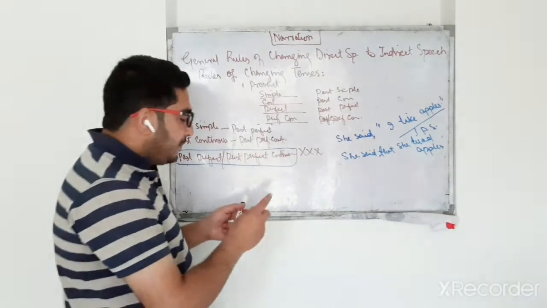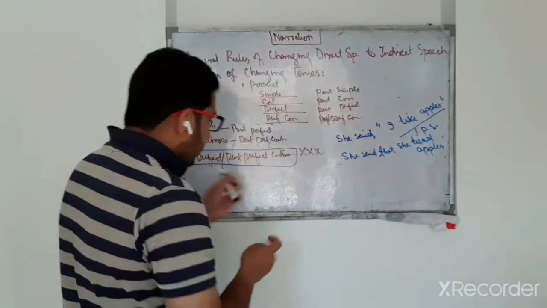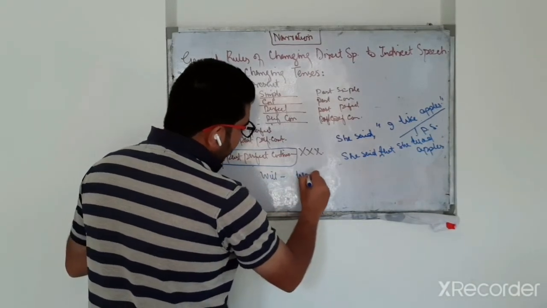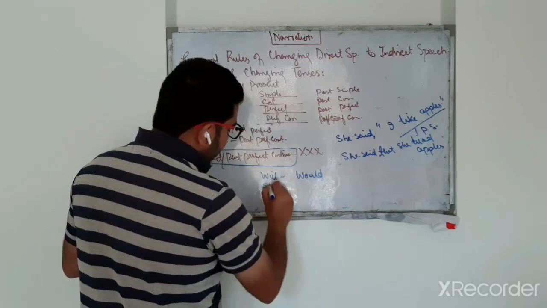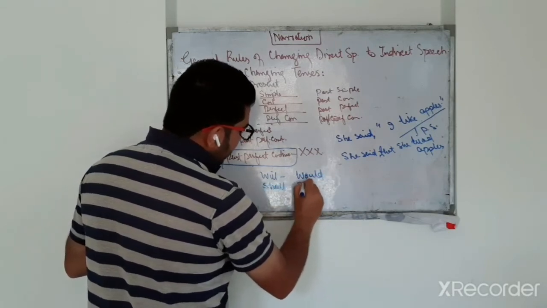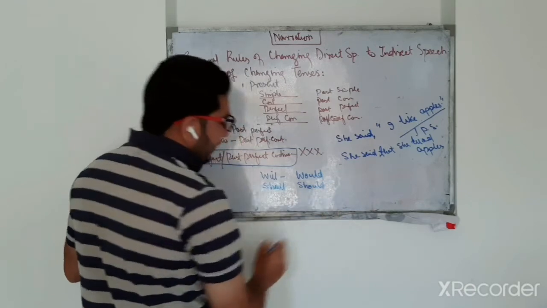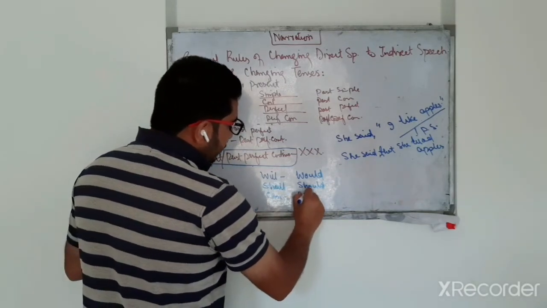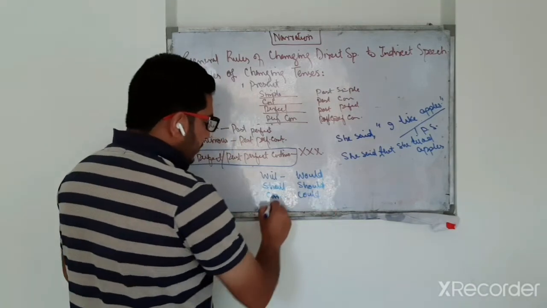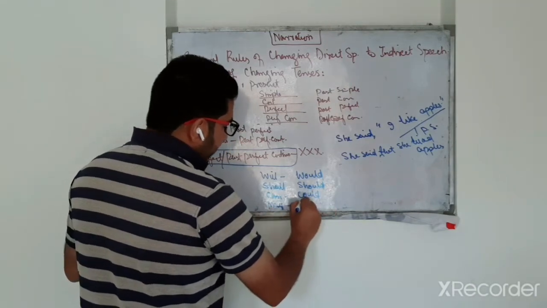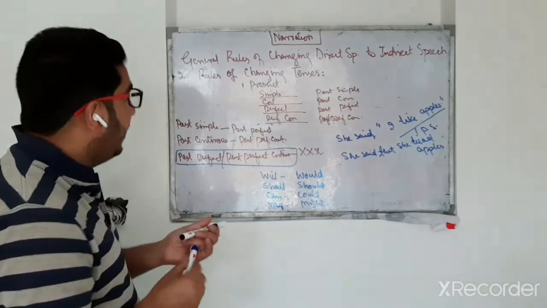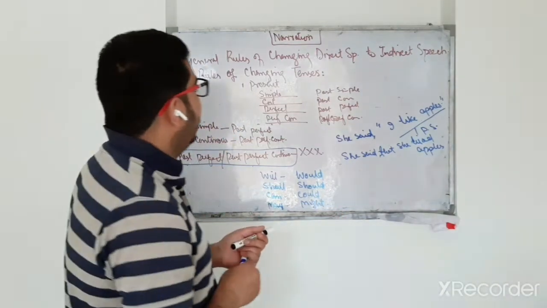And as far as other words are concerned, for example, will becomes would, shall becomes should, can becomes could, and may becomes might. So these are the changes which are followed in tenses.